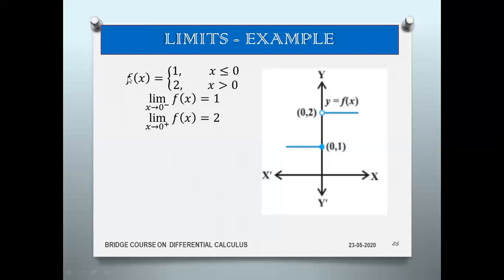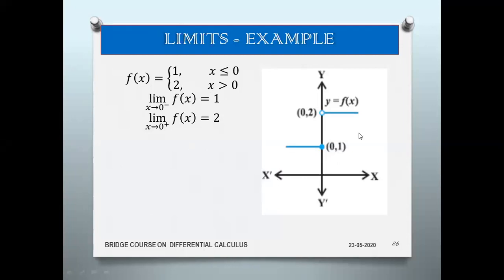Actually, this f of x is defined for all x, because here it is less than or equal to 0, and there it is greater than 0. This means 0 is also included. So according to our definition, the domain is the set of all real numbers. All the real numbers are taken care of, because whenever x is less than or equal to 0, that is whenever x is negative including 0, it takes the value 1. Whenever x is greater than 0, it takes the value 2.